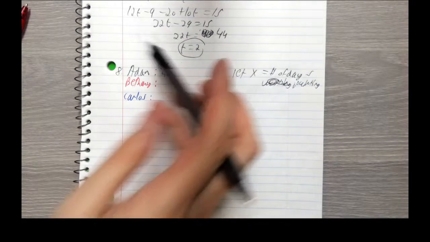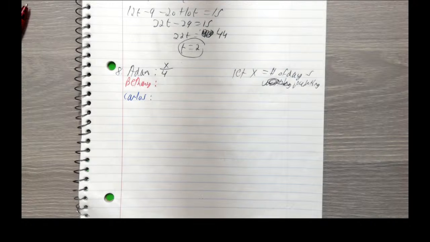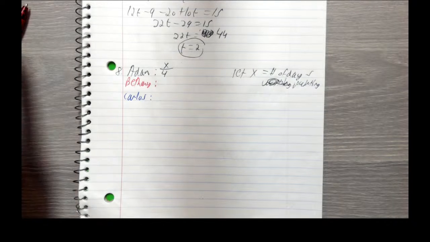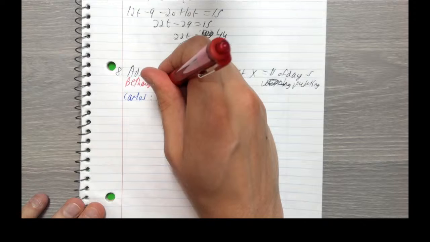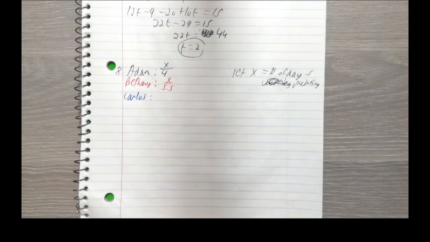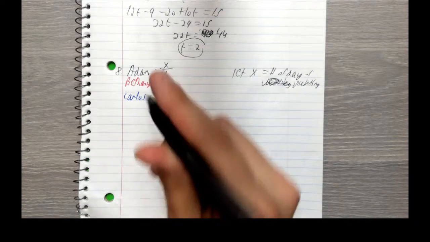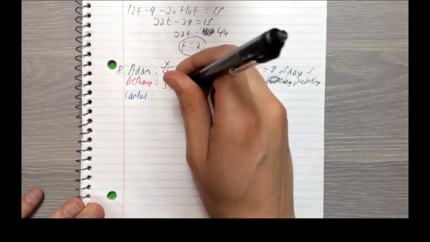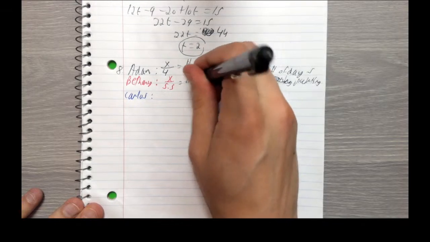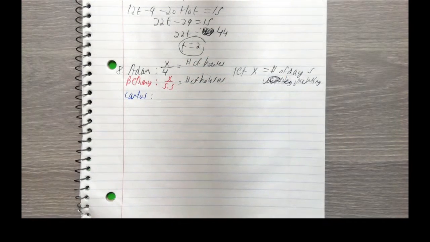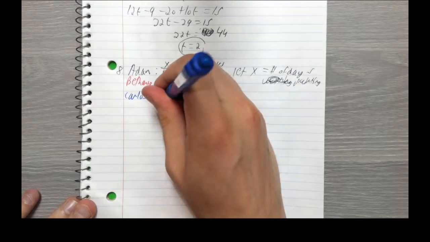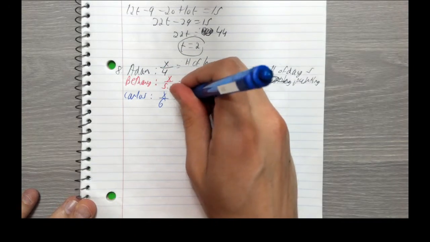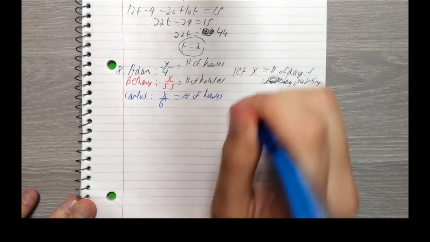So if X equals 4, 4 out of 4, he'll have 1 house done, right? In 4 days, he'll have 1 house done. Bethany takes 5.5. So she'll be X over 5.5. So that's a fraction that'll give you how many houses she completes. So this would be equal to number of houses. So each of these fractions represents the number of houses. And then Carlos is the same idea, except his is going to be X over 6. So the number of houses painted.